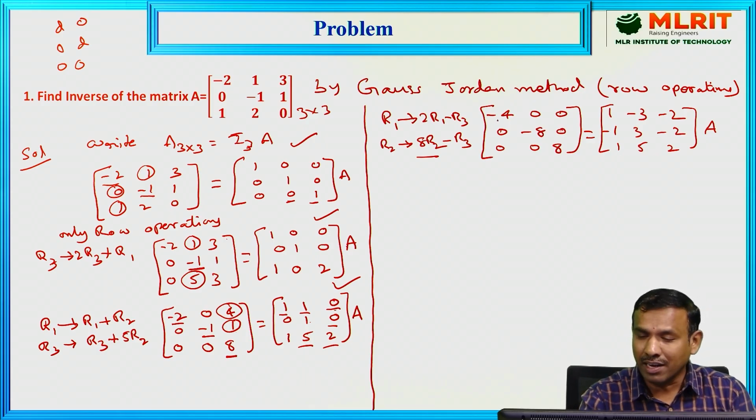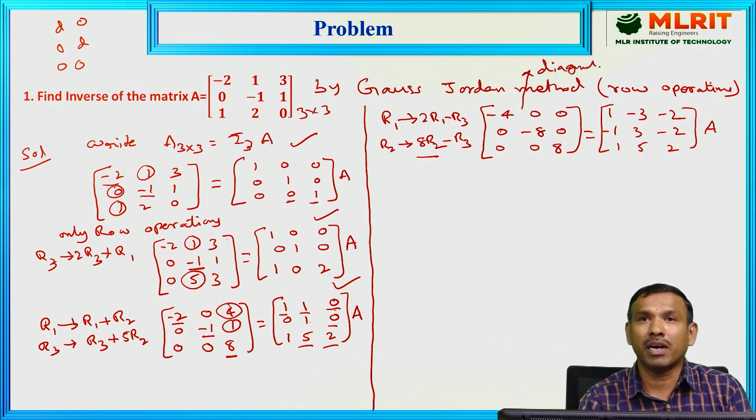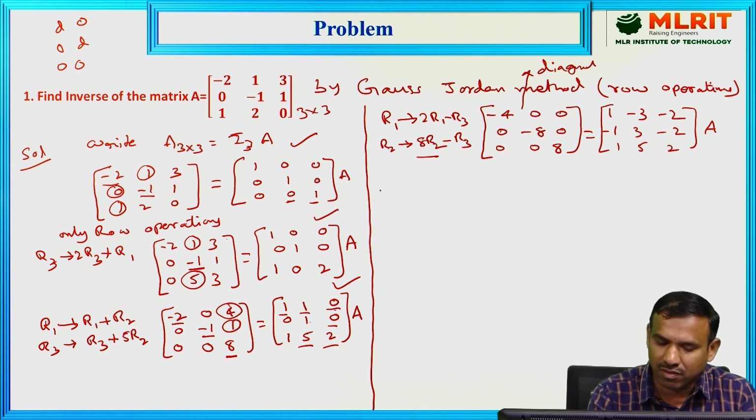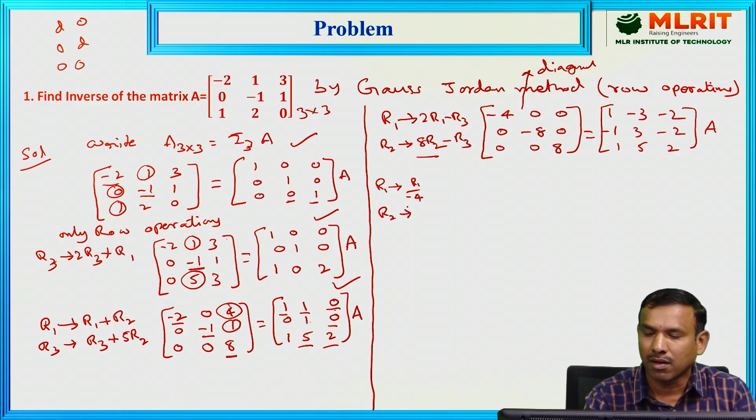Now here, see, it is a diagonal matrix. But an identity matrix means the diagonal elements must be 1. So divide all the elements of each row by the same number. For minus 4 divided by minus 4, minus 8 divided by minus 8, 8 divided by 8, automatically you will get the identity matrix. So R1 implies R1 by minus 4, R2 implies R2 by minus 8 on both sides.